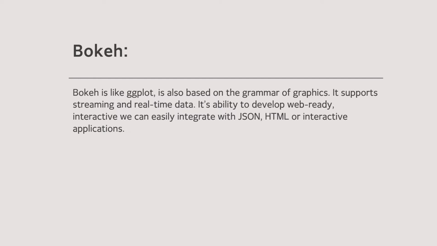Bokeh primarily converts the data source into a JSON file, which is used as input for Bokeh.js, a JavaScript library, which in turn is written in TypeScript and renders the visualization in modern web browsers. Some of the most important features of Bokeh are flexibility, productivity, and interactivity. Bokeh is more like ggplot, and is also based on the grammar of graphics.